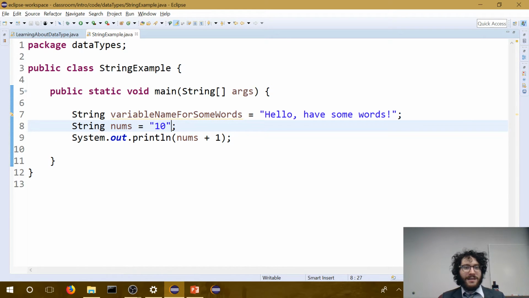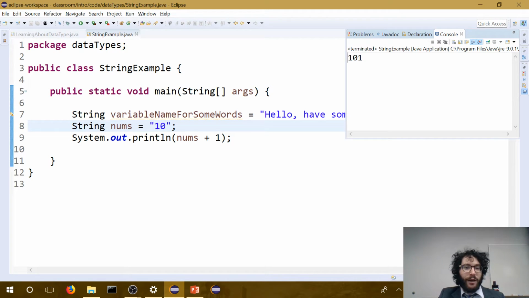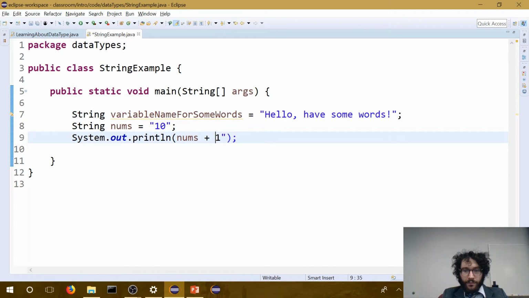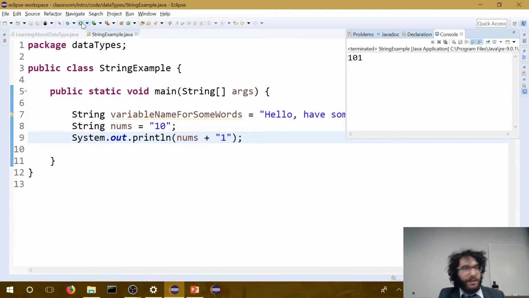So here is not going to be 11. It's going to be 10 plus 1 converted to a string. So it's going to be 101, because this 1 gets converted to a string, and we get 101.